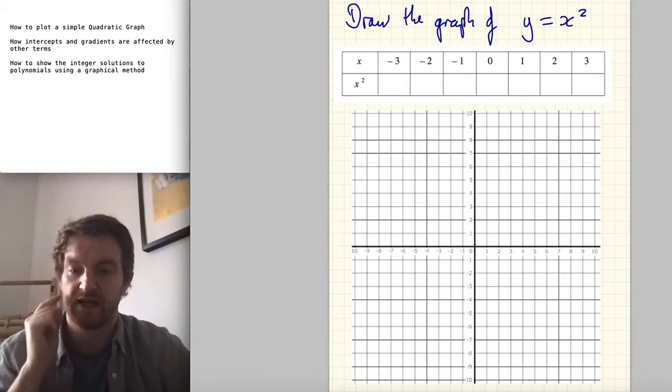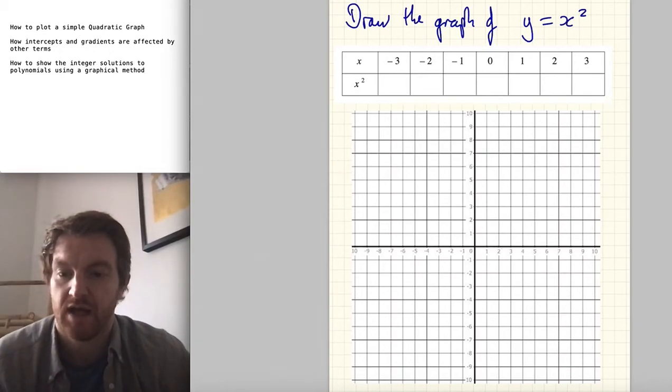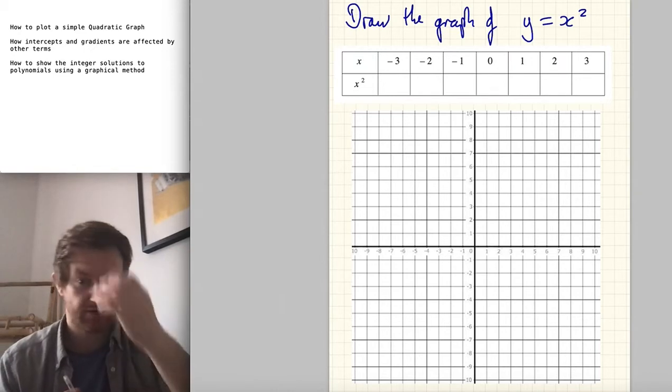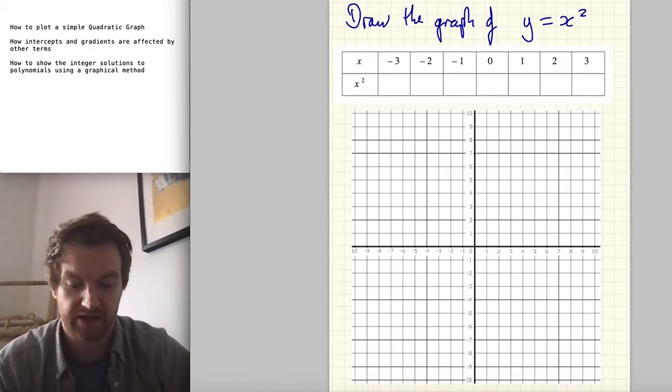Today about those two things above. So we looked previously at drawing linear graphs. Today we're going to look at graphs that are not so linear.